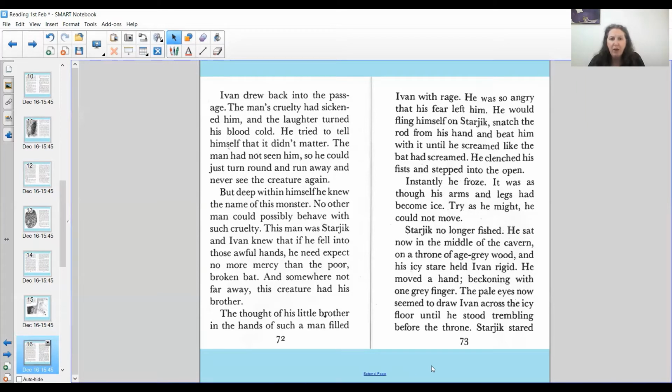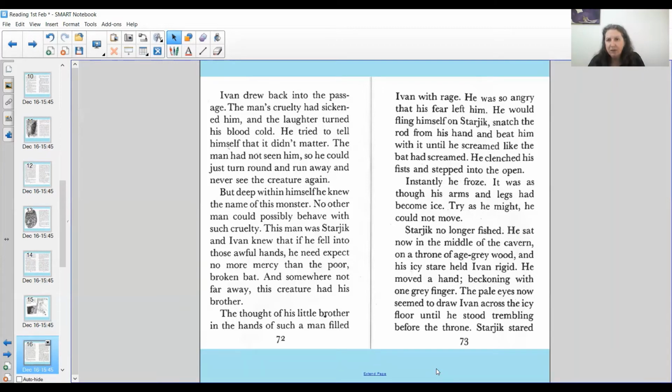And somewhere, not far away, this cruel creature had his brother. Oh, this creature had his brother. The thought of his little brother in the hands of such a man filled Ivan with rage. He was so angry that his fear left him. He would fling himself on Stargic, snatch the rod from his hand, and beat him with it until he screamed like the bat had screamed. He clenched his fist and stepped into the open.